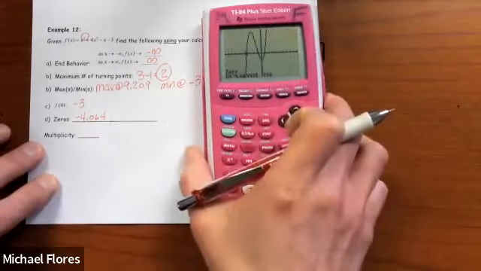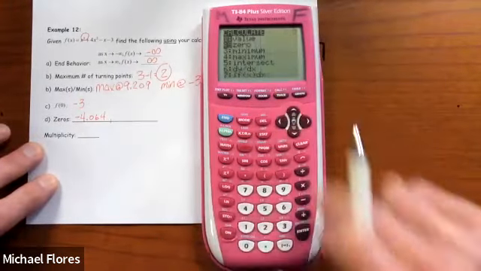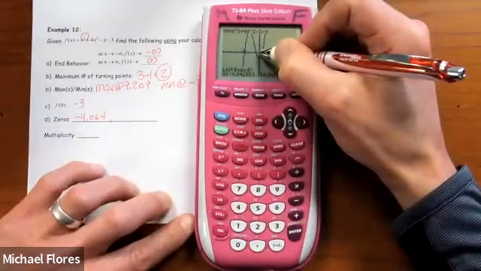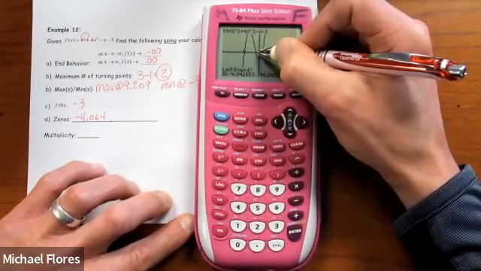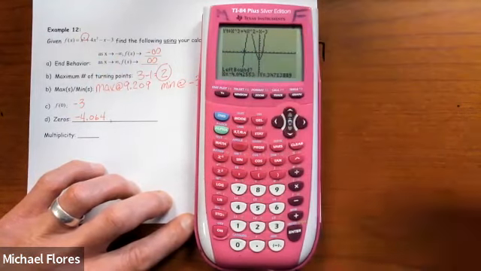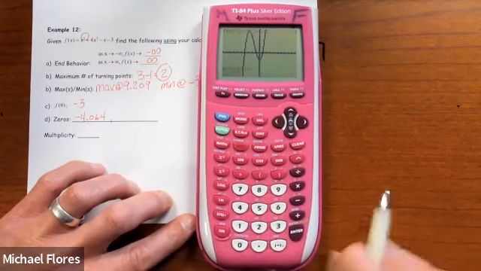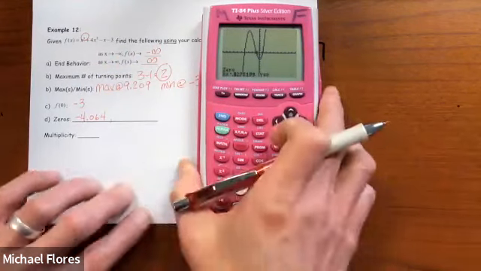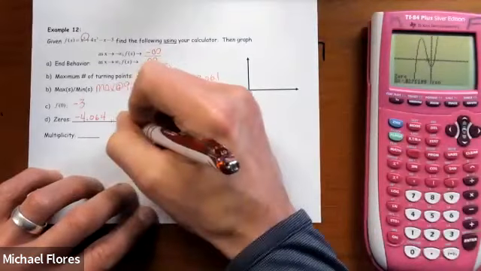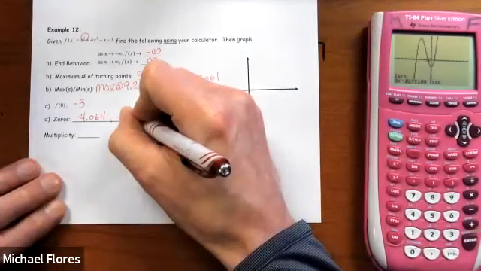Yep. Now let's find this 0 here. Second trace, 0. It looks like that x-intercept is -1. So on the number line, what comes before and after -1? That would be -2 and 0. So that's what we want to use. -2, enter, 0, enter, enter. Looks like our other 0 is at -0.828.